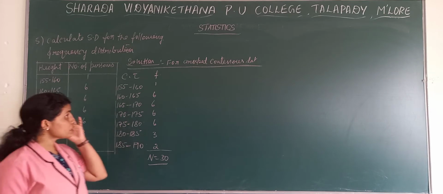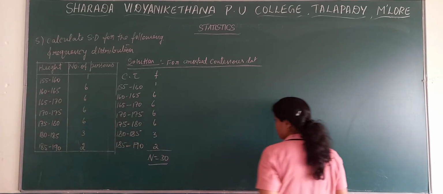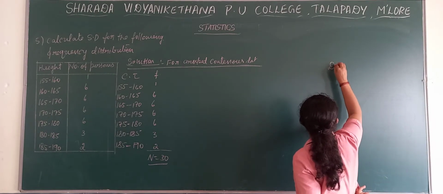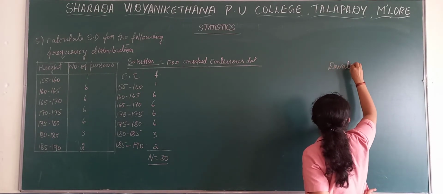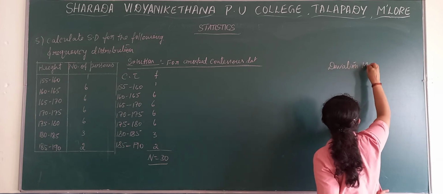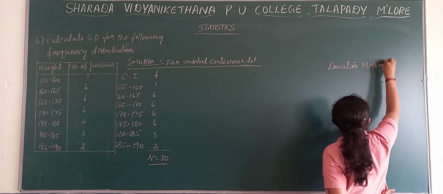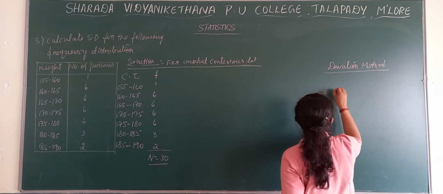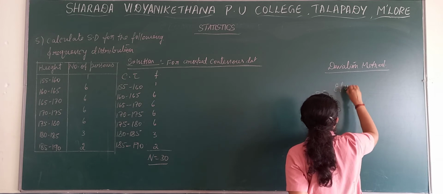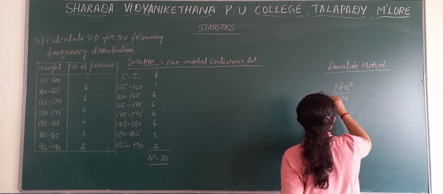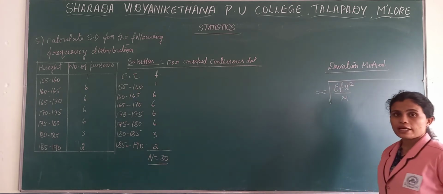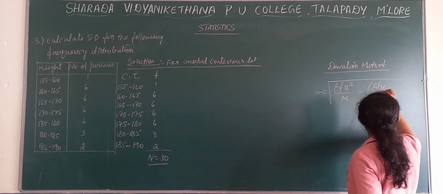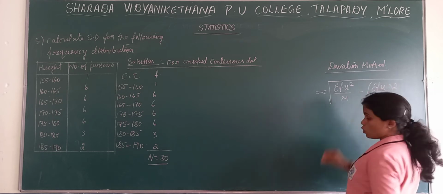So now, in case of continuous frequency distribution, we write the deviation method formula: standard deviation is equal to the root of sigma fu square by n minus sigma fu by n, whole square.